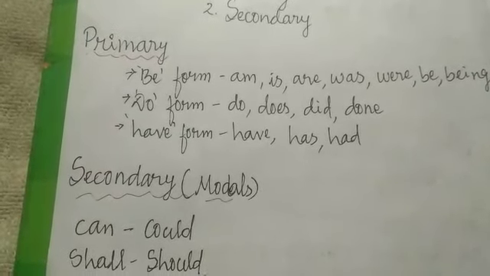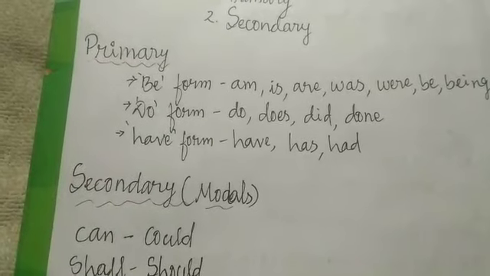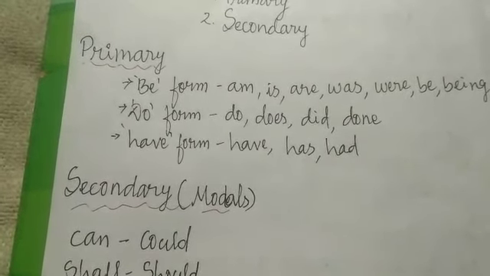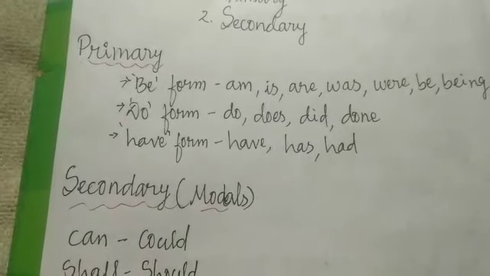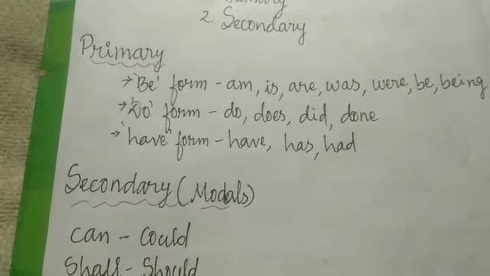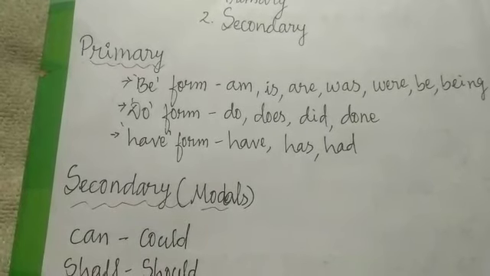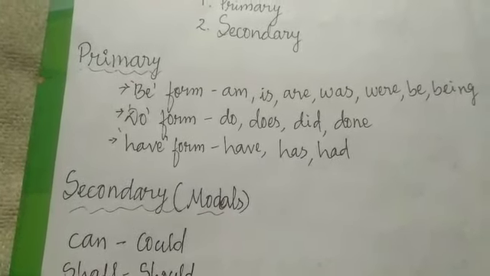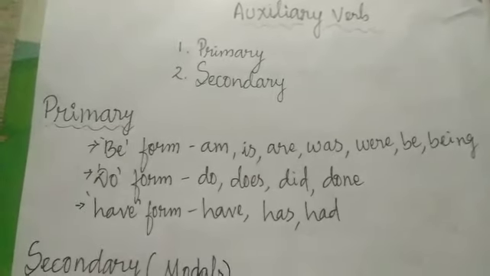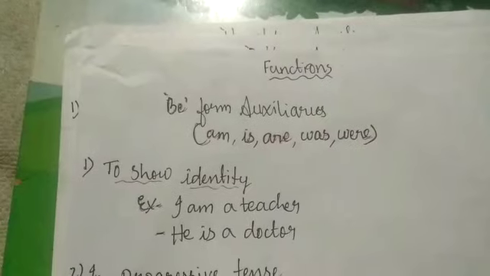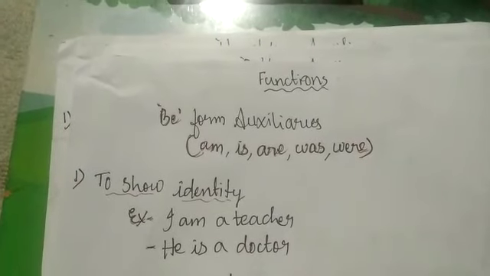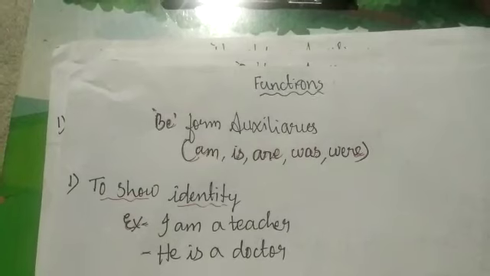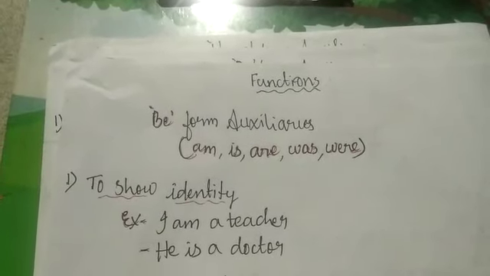Another main difference between these two is that primary auxiliaries change according to the number and person of the subject, whereas secondary auxiliaries never change irrespective of the number and person of the subject. Now let us see some of the functions of these primary auxiliaries. So we shall discuss the functions of be form auxiliaries, particularly am, is, are, was and were.